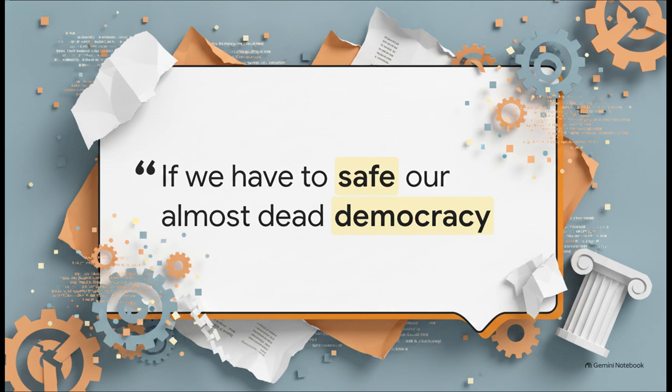Let's read it exactly as it appears, completely raw and unedited. "If we have to save our almost dead democracy, EMB Electoral Management Board must just reject the Electoral Act and do the right thing." Wow, there is an intense, palpable urgency here. Notice the spelling, S-A-F-E instead of S-A-V-E. Notice the total lack of punctuation.